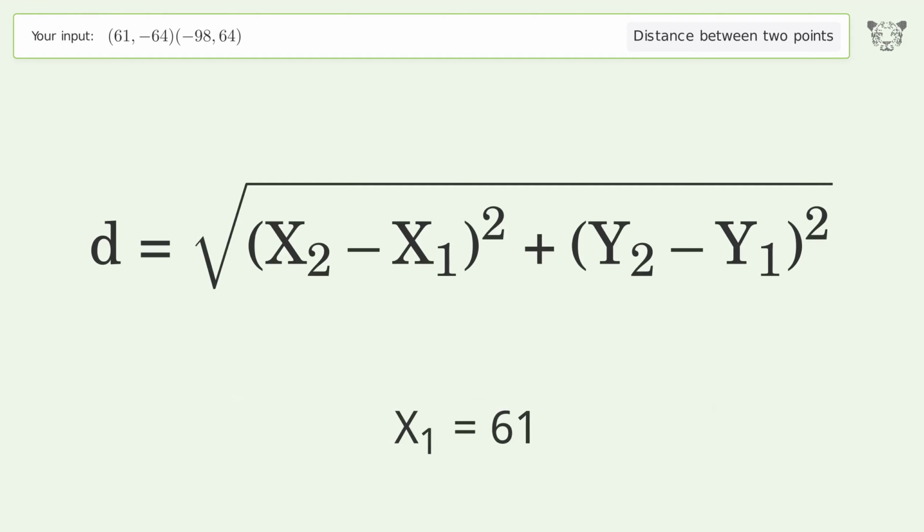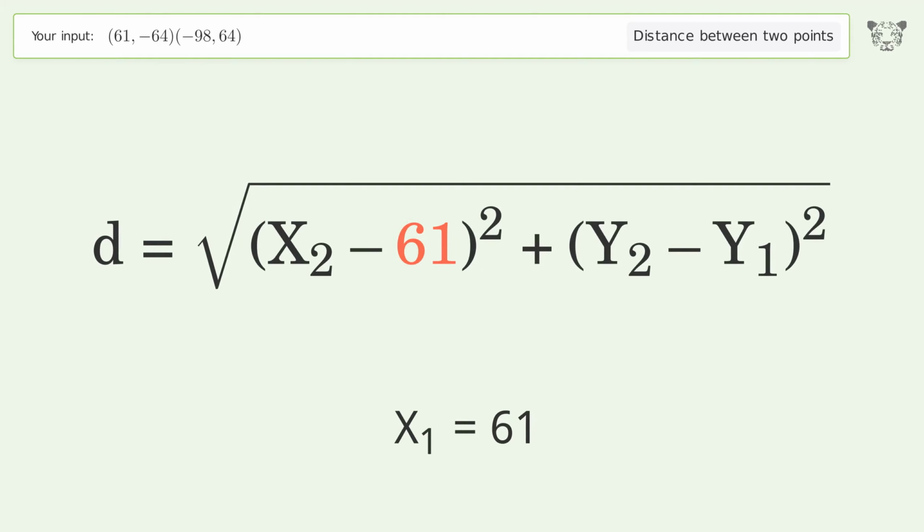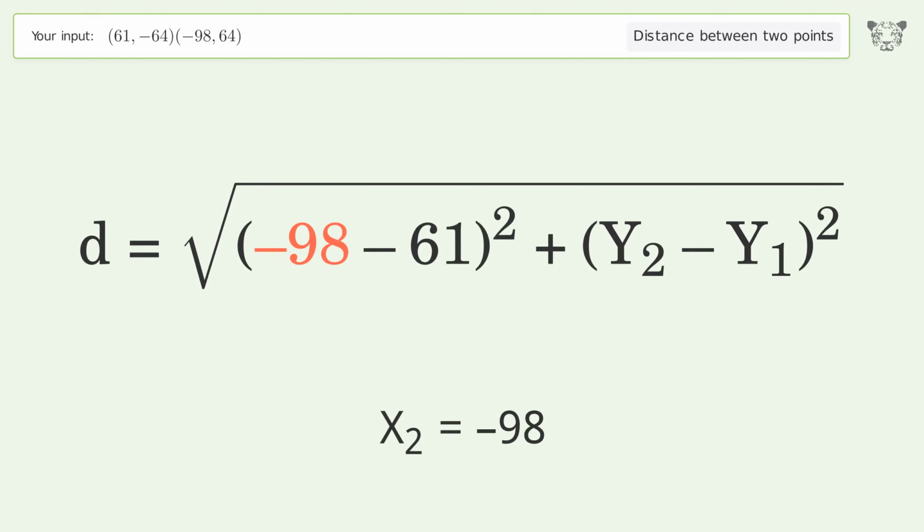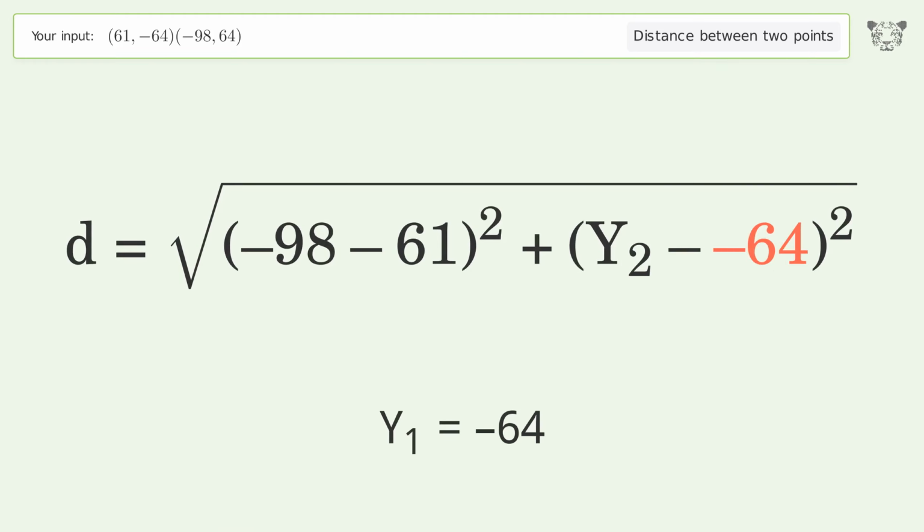x1 equals 61. x2 equals negative 98. y1 equals negative 64. y2 equals 64.